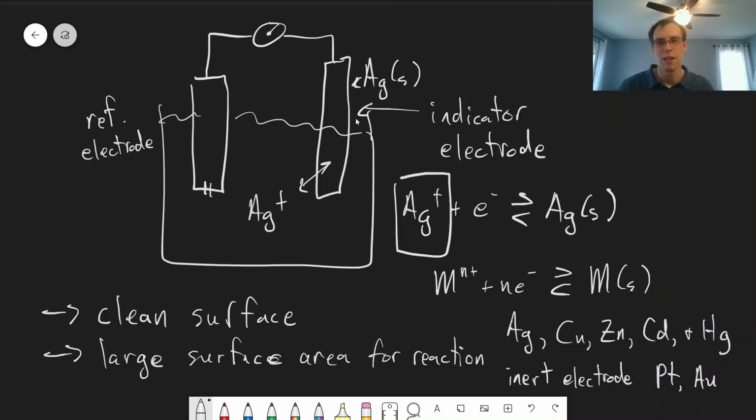And so this is a pretty straightforward method, but limited in scope. We have a list of 5 elements here that we can measure. We'd like to be able to measure more than just 5 elements, and so we're going to talk about how we can set up an electrode that provides a potential we can measure using the idea of ion selective electrodes.